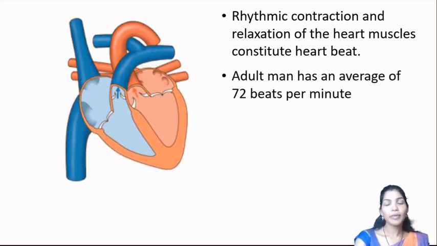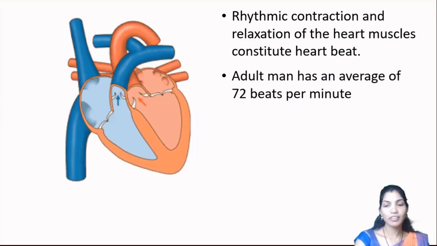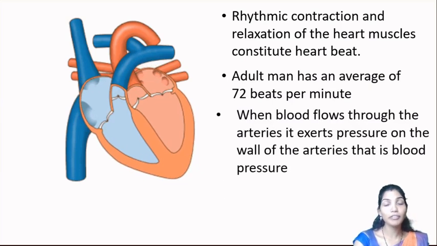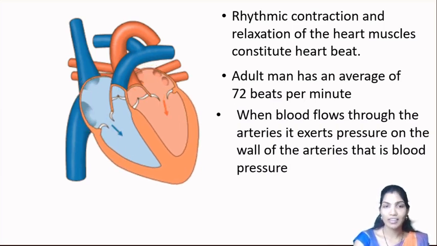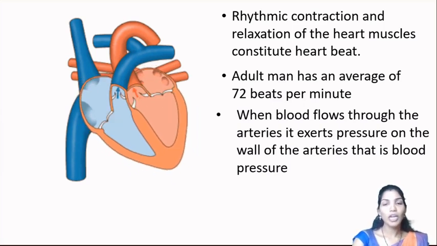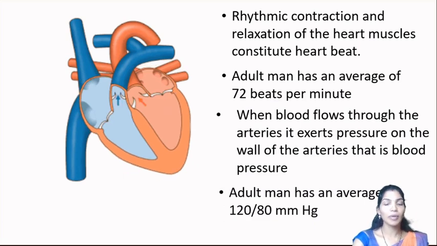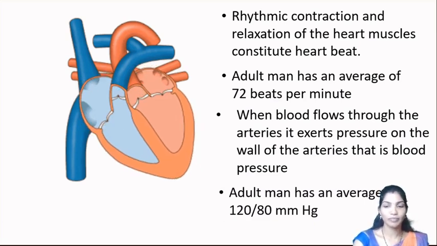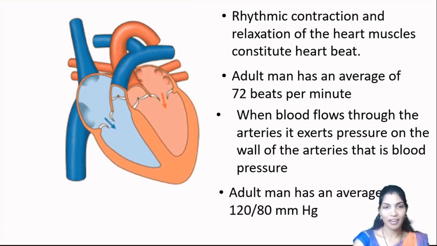Children, we often come across the term blood pressure. That is nothing but when blood flows through the arteries, it exerts pressure on the wall of the arteries. That pressure can be called as blood pressure. Adult man has an average of 120 over 80 mm of mercury blood pressure. This is about structure and functions of human heart.